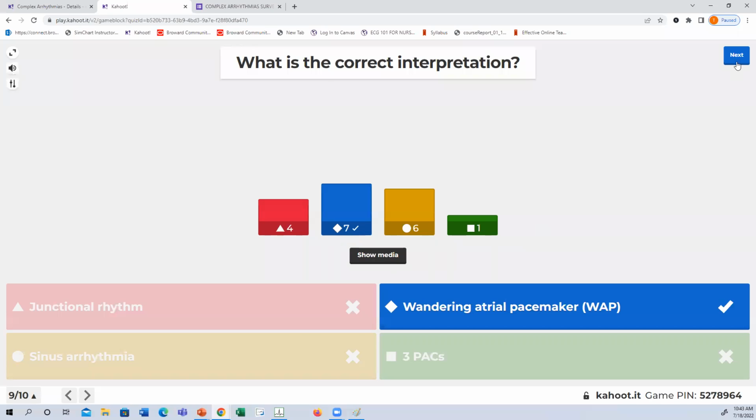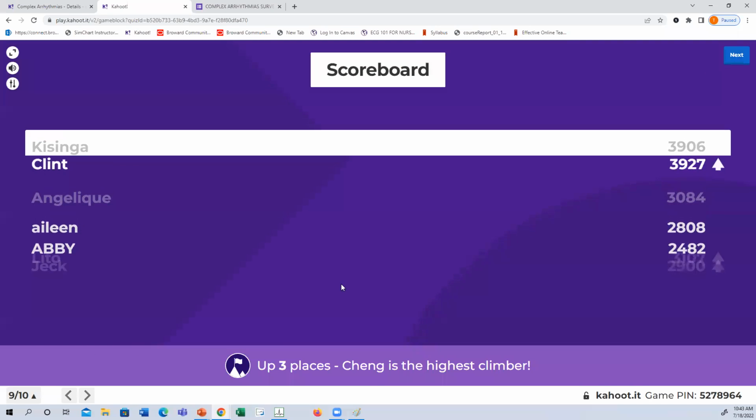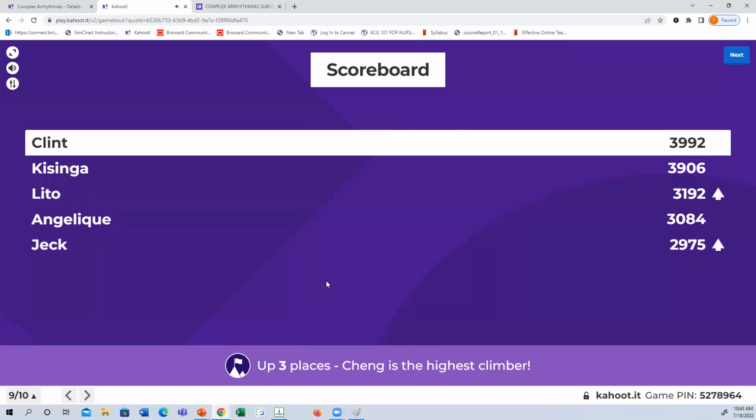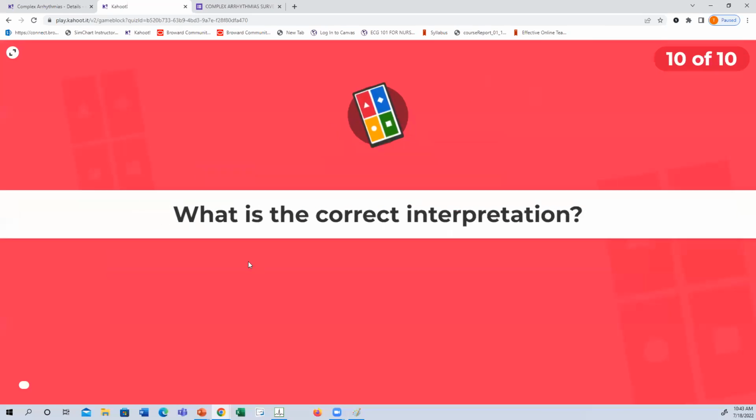Okay, so let's see who answered that correctly and fastest. Clint, Kisinga, Lito, Angelique, Jack, and Cheng again is the highest climber. And the last one.